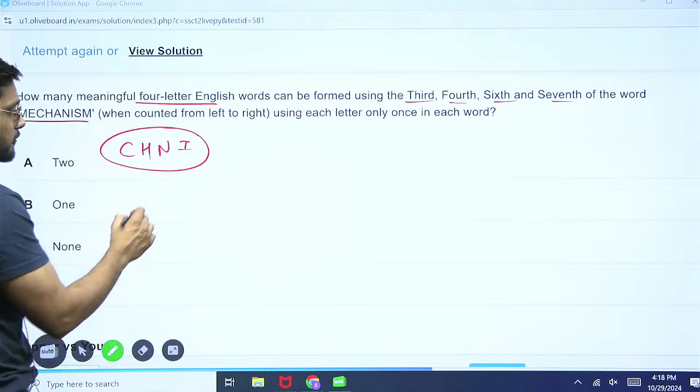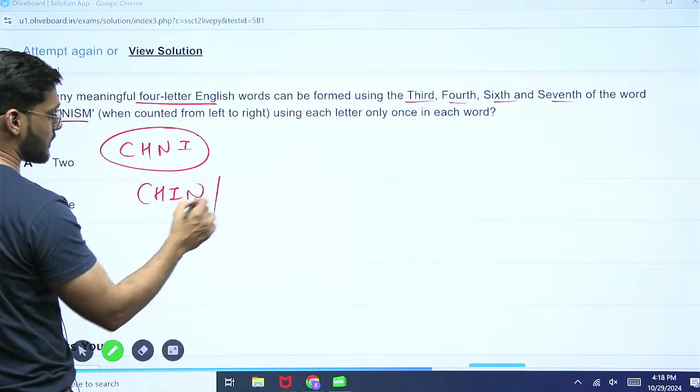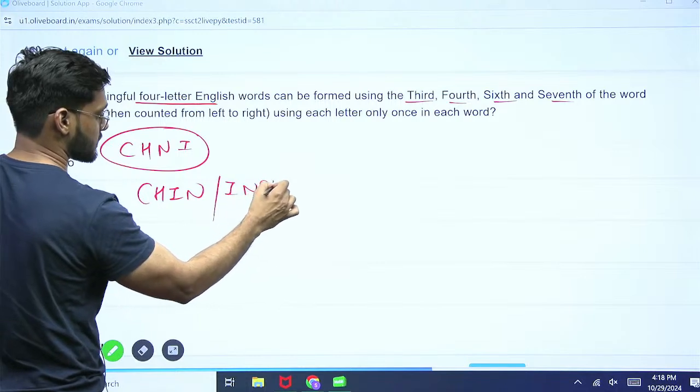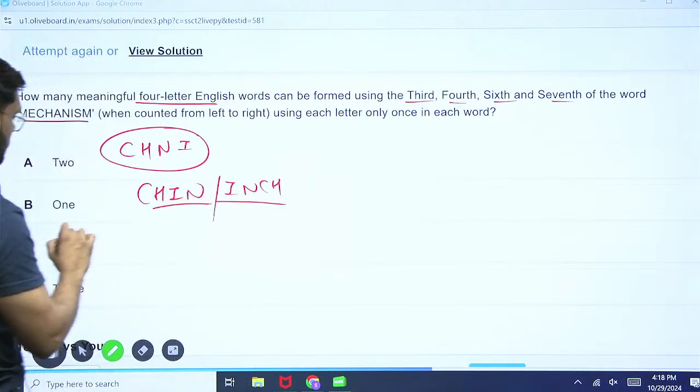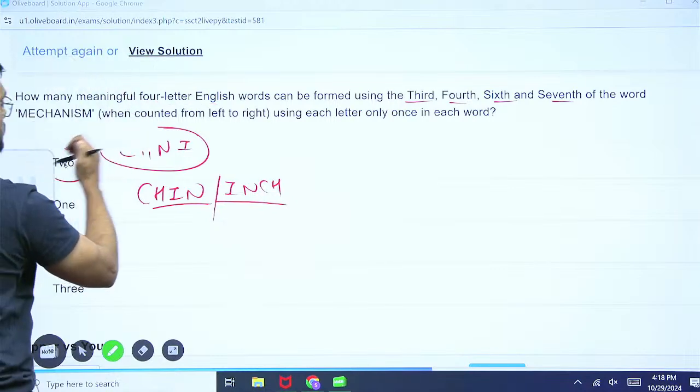So the first meaningful word will be formed as chin, CHIN. Second one will be inch, INCH. Only these 2 meaningful words can be formed, and hence the answer is option number A, 2. Okay, let's move on to the next question.